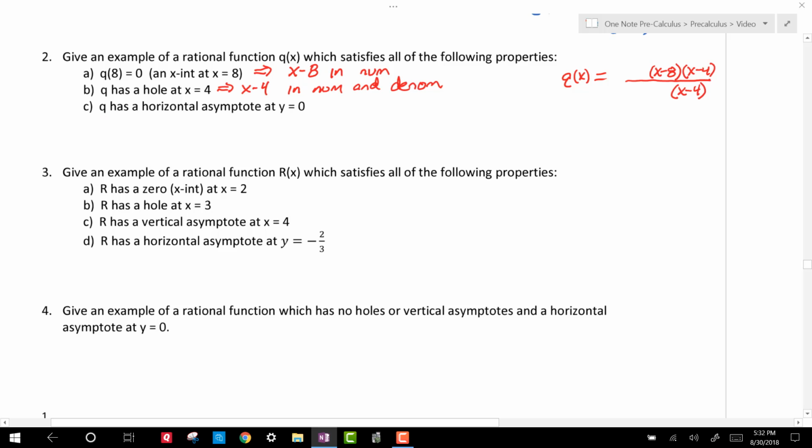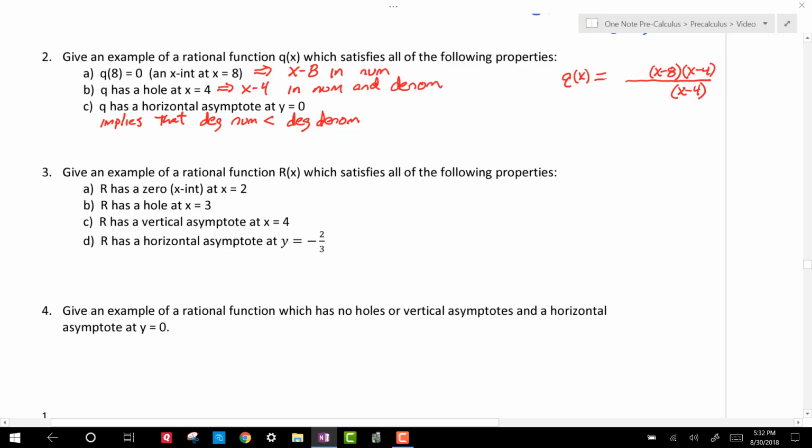It says that Q has a horizontal asymptote at y equals 0. Well, this implies that the degree of the numerator has to be less than the degree of the denominator. So I look at my fraction and I see that the degree of my numerator is actually x squared, because if I were to multiply that together, x times x would be x squared, and I only have x on the bottom.